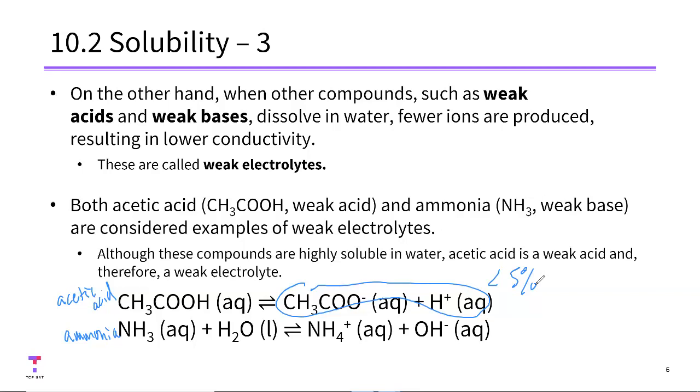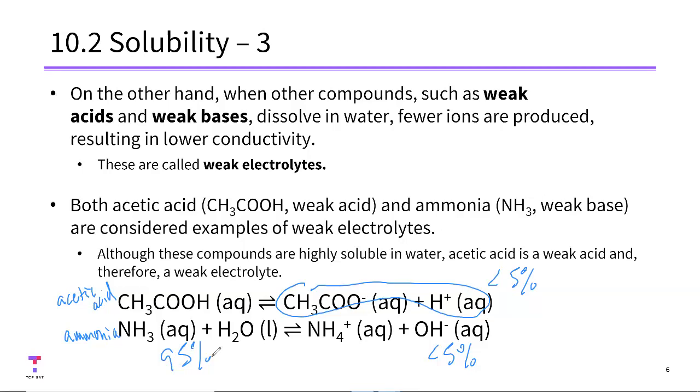Most of this stays over here. So only 5% breaks apart. That means 95% stayed together. So for the most part, we're seeing molecules that are staying molecules rather than breaking apart into ions. For ammonia, similar kind of scenario. For the most part, it stays dissolved as a molecule. Only about 5% or less actually break apart into the ions. The remaining 95% stays as a molecule.